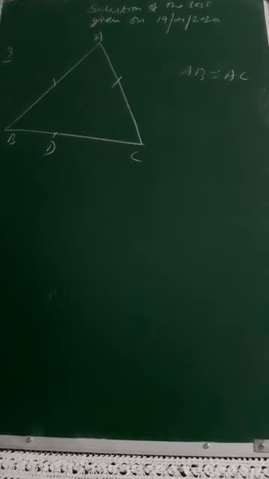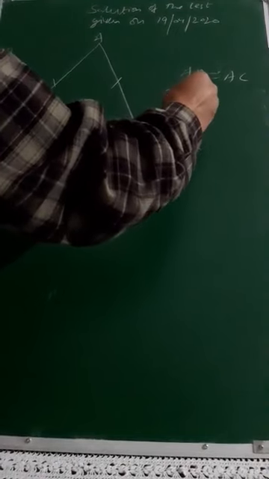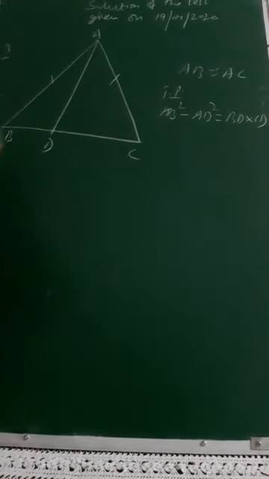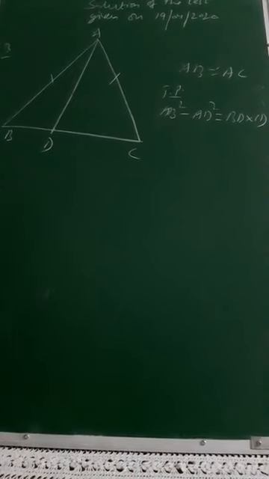And you need to prove that AB square minus AD square is equal to BD into CD. This was the question. So you are looking for AD square, so definitely you need to join AD. As it was told, the question will be asked from application of Pythagoras theorem.